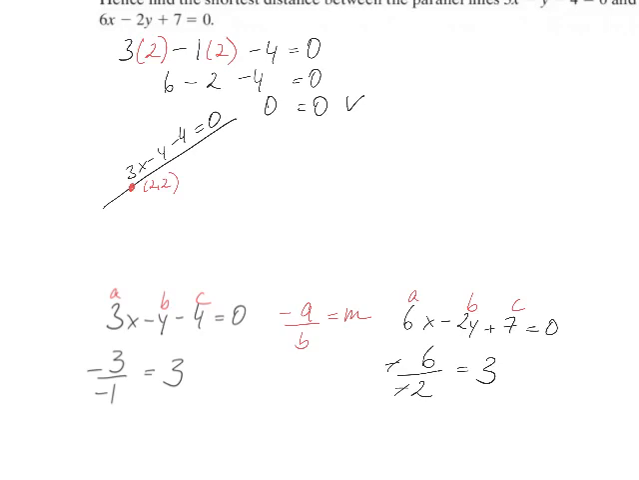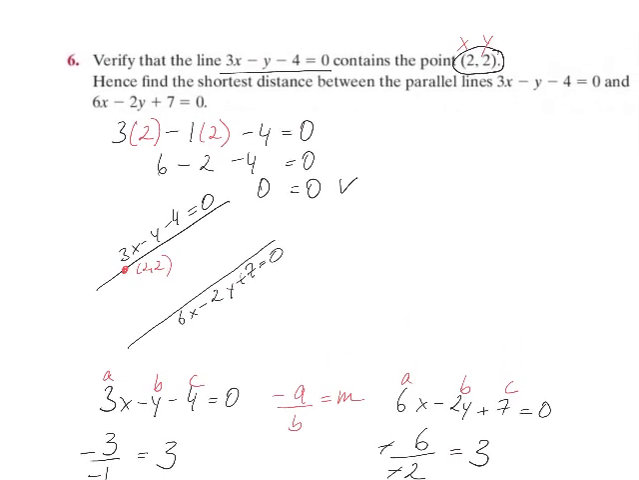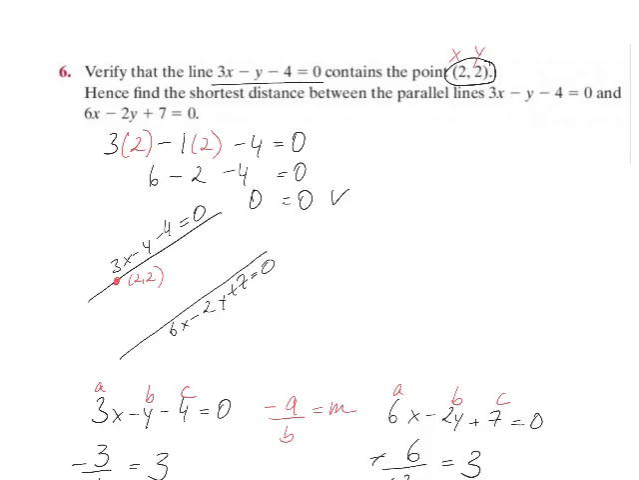So I can draw here a parallel line, and that would be now 6x minus 2y plus 7 equals 0. This would be parallel to the other line. So they want us to calculate the distance. Oh, here it says already they're parallel. So they want us to find the shortest distance between these two parallel lines.